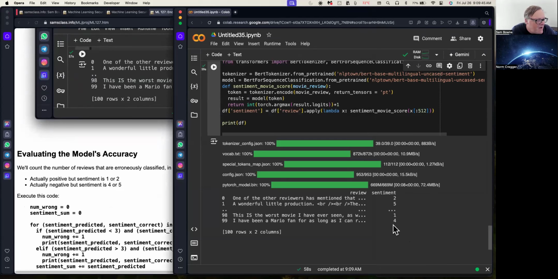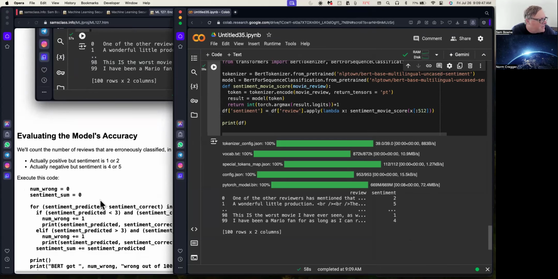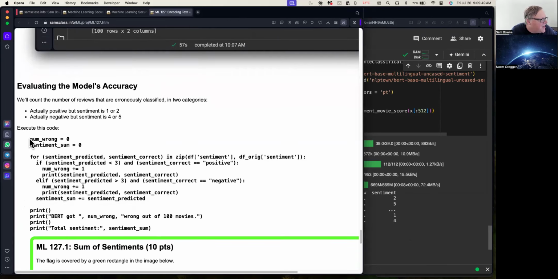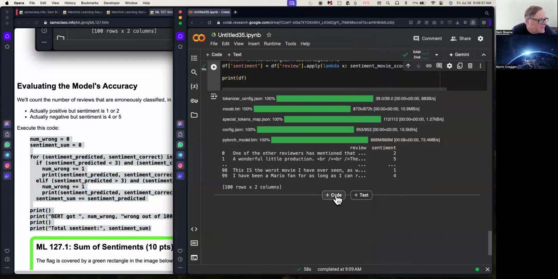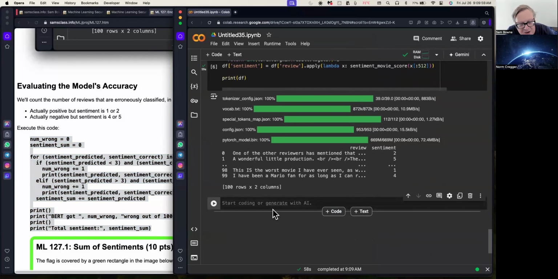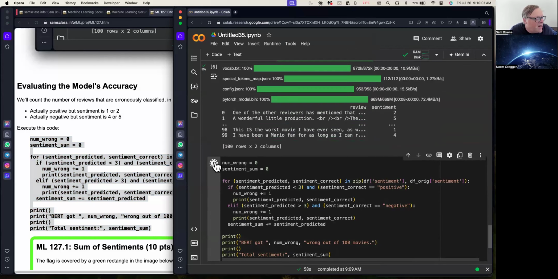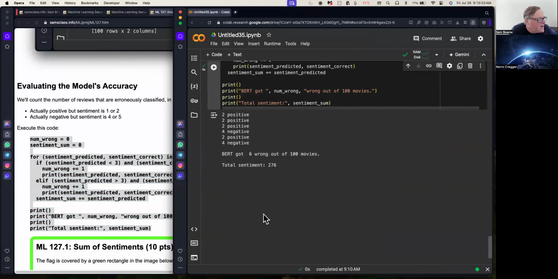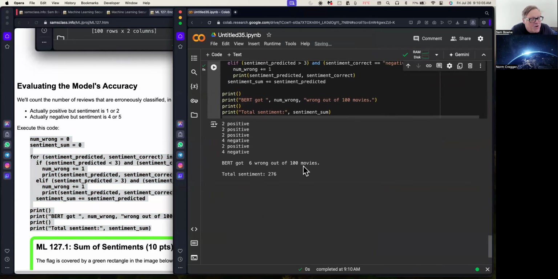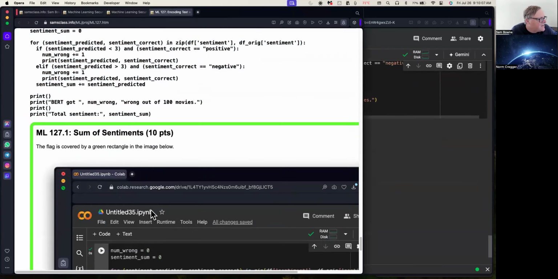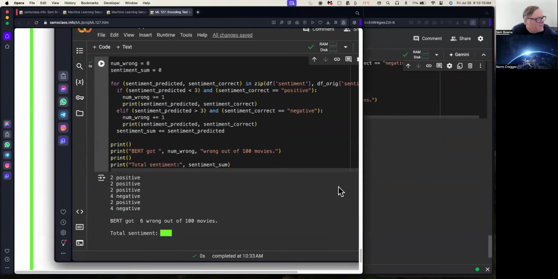So there's the deal. Now we have a sentiment for each of these calculated from the model, and now we can calculate how many of them are severely wrong in that they gave it either 1 or 2 or 4 or 5 stars in the wrong direction. You certainly could have other measures of quality, but that's the one I made. And so now we can see BERT got 6 wrong out of 100 movies. So that's pretty good. And that's what I wanted to see.